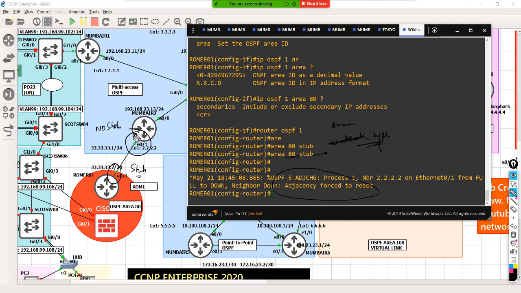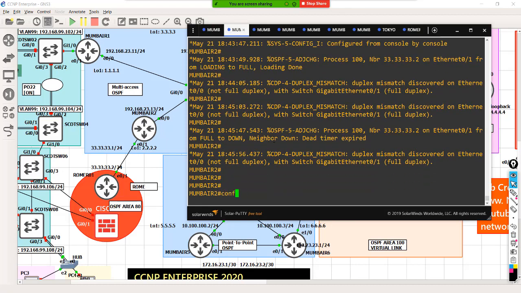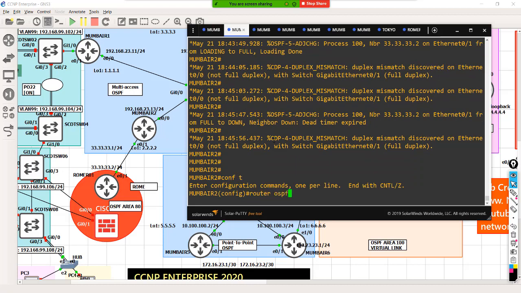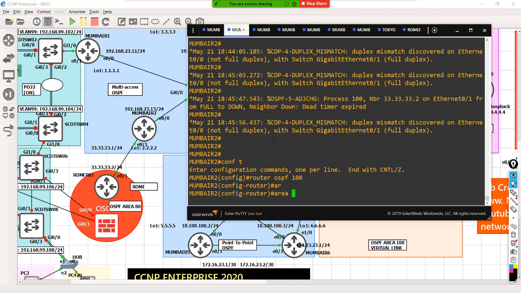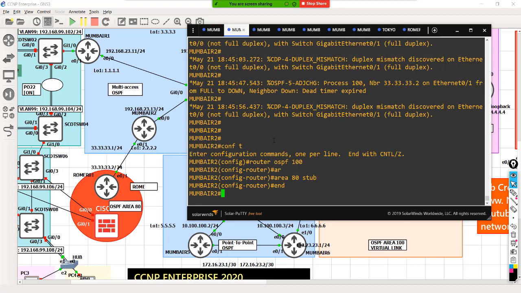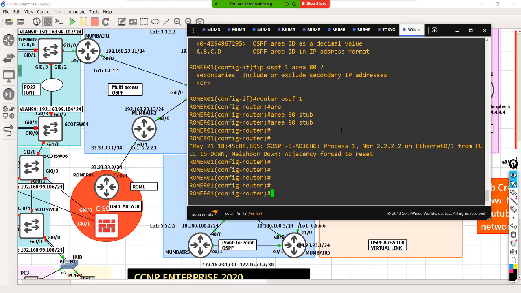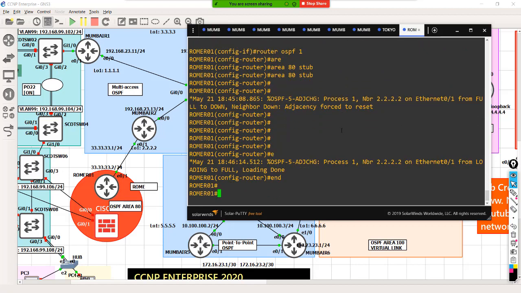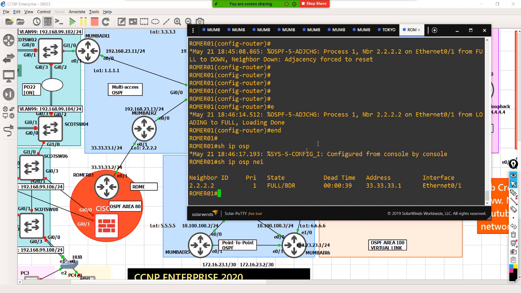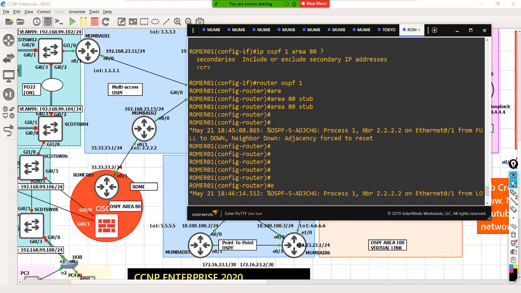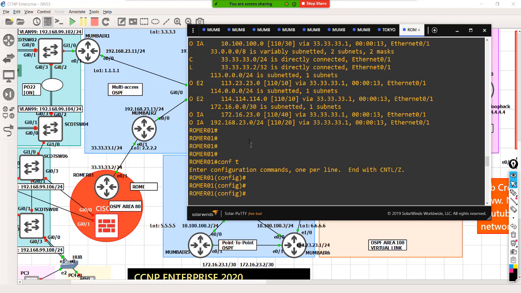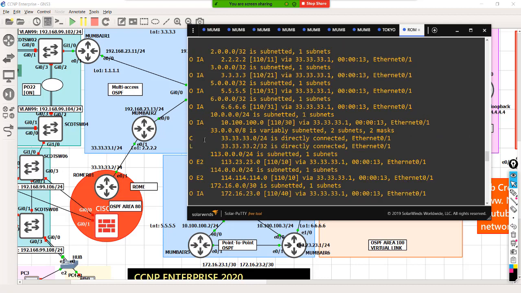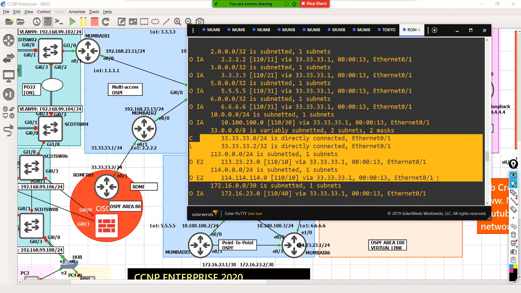So what I am going to do is configure stub over here so that they form a neighborship. So what is the router? It's Mumbai 2. Configure terminal, router OSPF 100, area 80 stub. As soon as I do this, my process will come up. Okay, the process has come up, but how is my routing table going to be compressed?